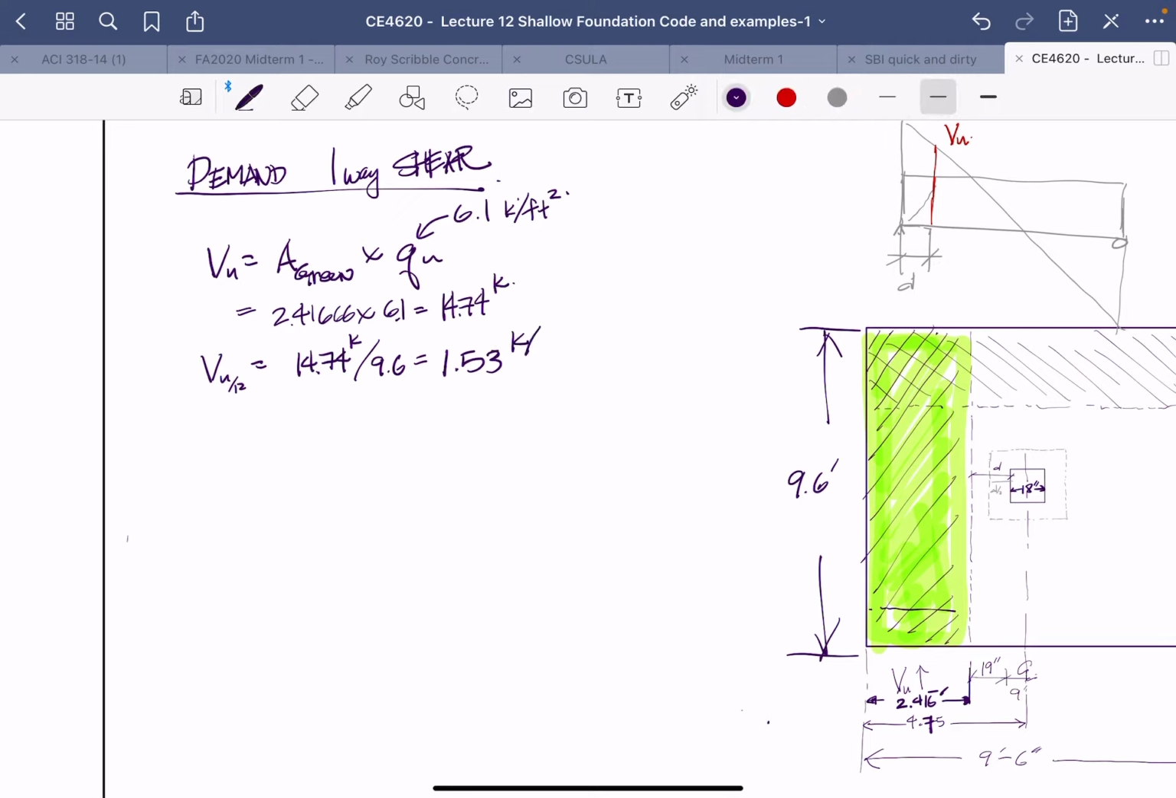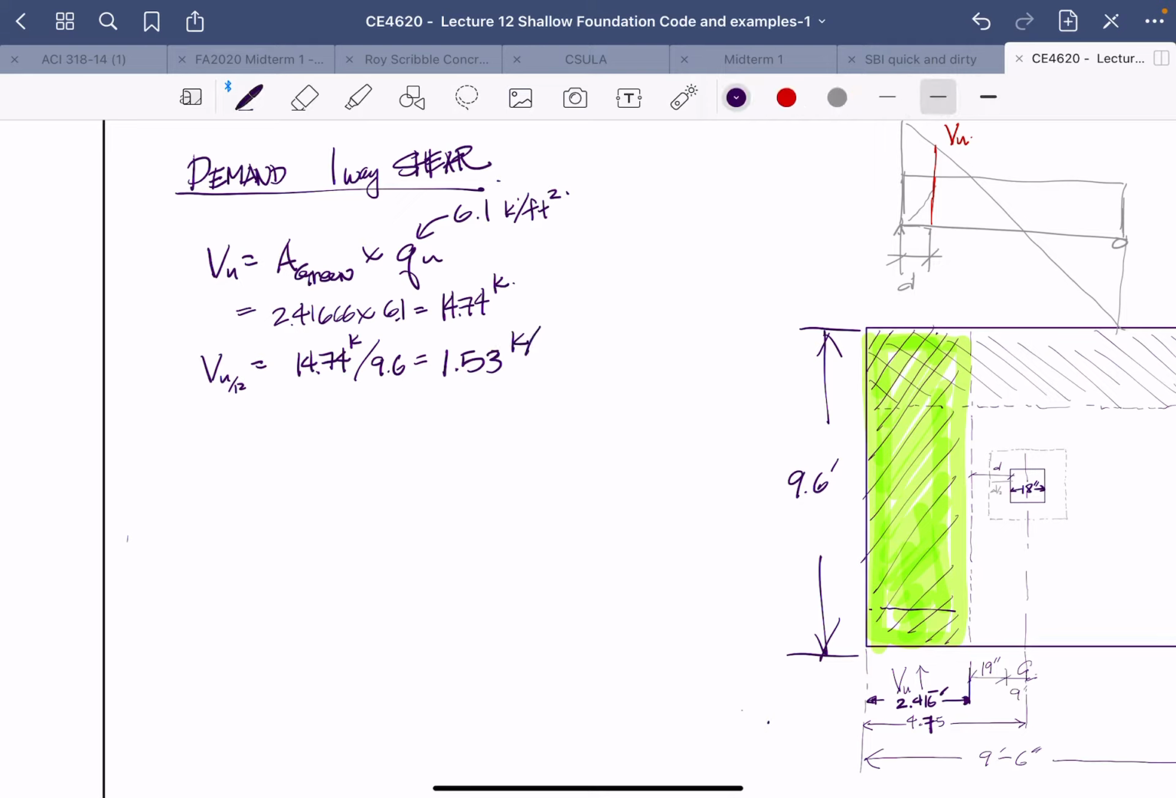Let's see what the book says. The book has actually calculated a total number. They said 12 number 7s. So let's see how close ours is to this. They're using 12 number 7s, where the area of steel is 0.6, which equals a total steel of 7.2. Let's see how close ours was, because we said 0.64 multiplied by 9.5, and we said we just need 6. So we're somewhat close. If anything, they're over-designing it.